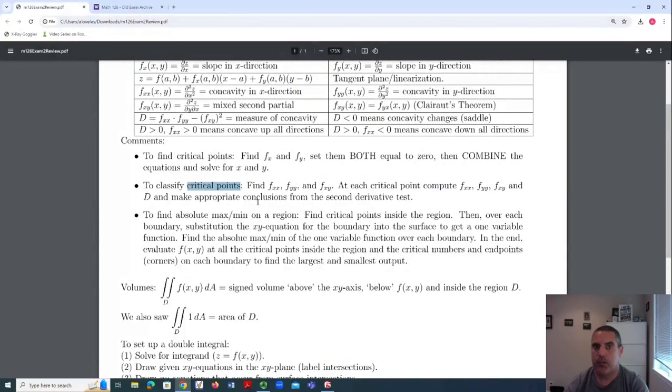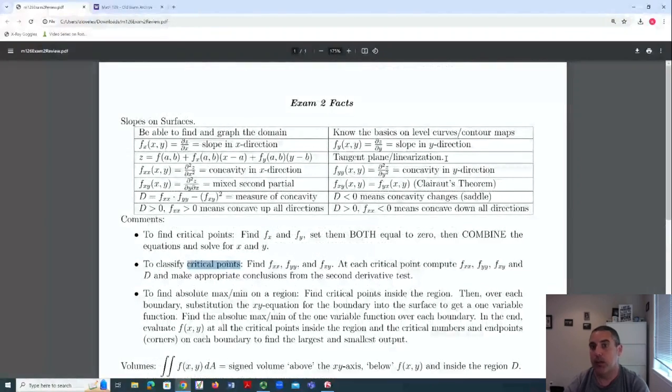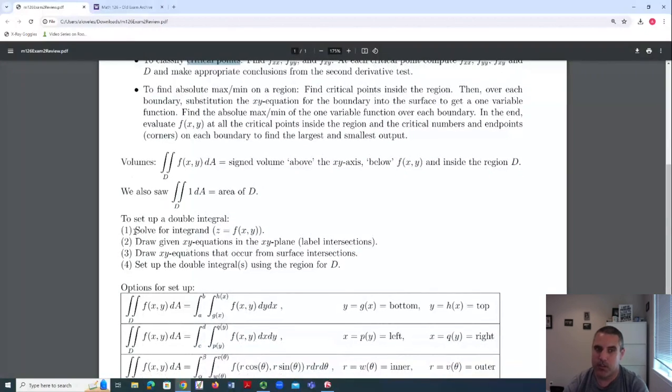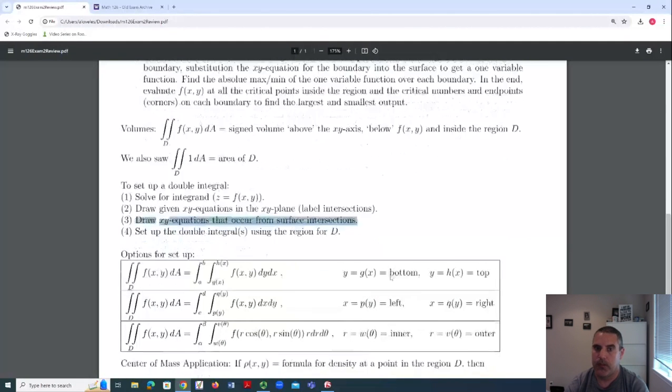Finding critical points, three things. One, you got to be really good with partial derivatives. Two, you got to be able to find critical points and understand the couple big applications we have with that: applied max and min, and global max and min. Now for second derivatives, understand the process I've been talking about in class. Draw the region, and from the region can you get the bounds. Okay, hope that helps.